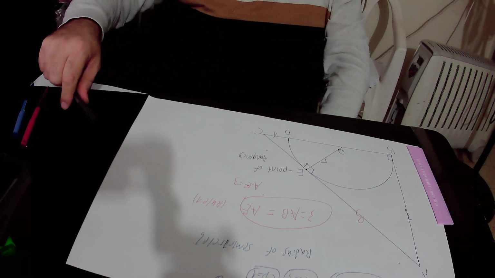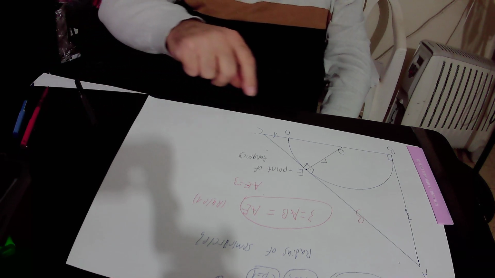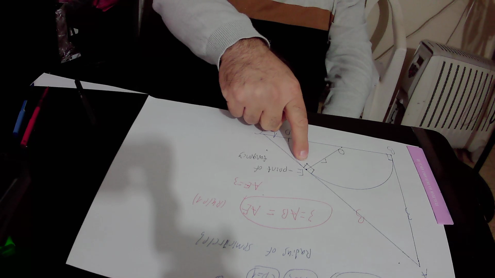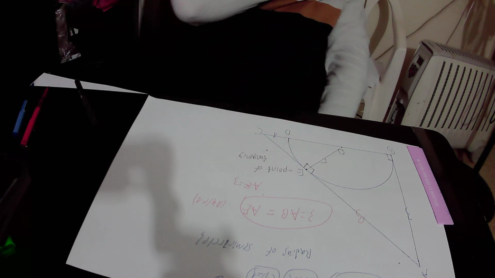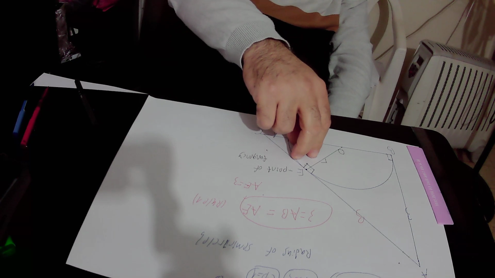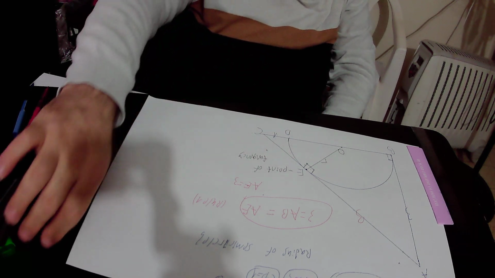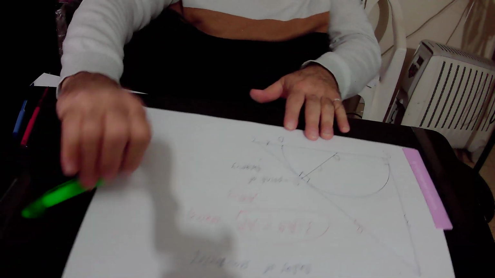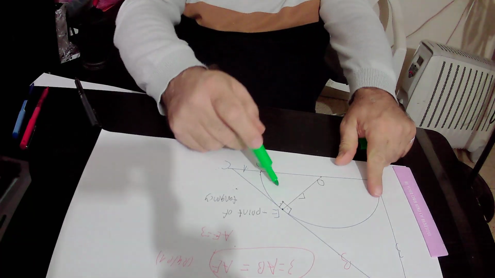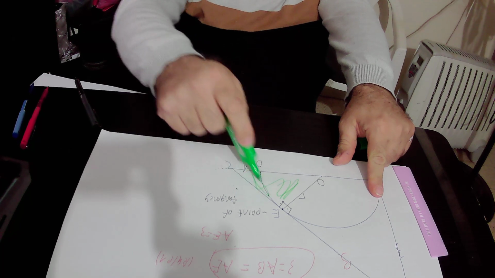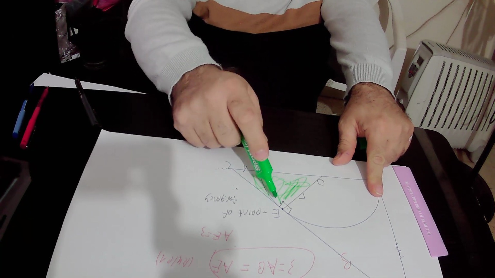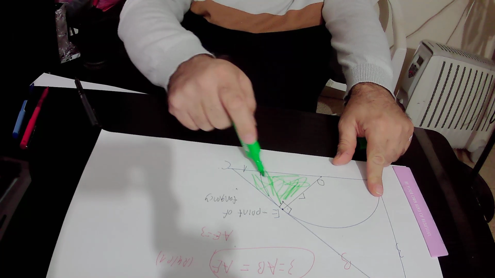And because angle OEC is a right angle, it equals 90 degrees. Therefore, this triangle OEC is a right triangle. So we'll paint it in the green color. I'll repeat again, the green triangle OEC is a right triangle because angle OEC is a right angle.